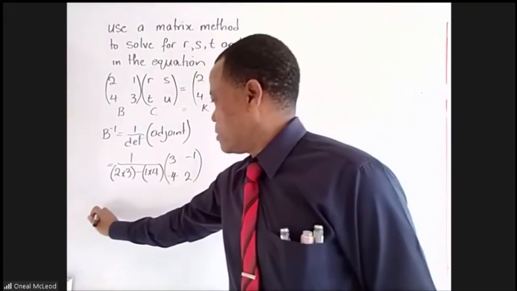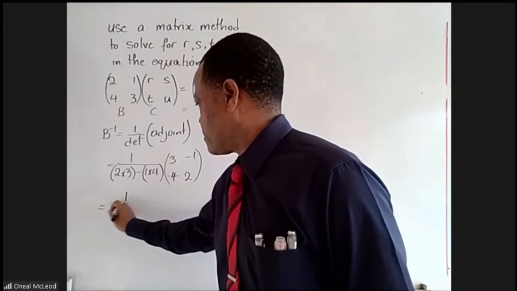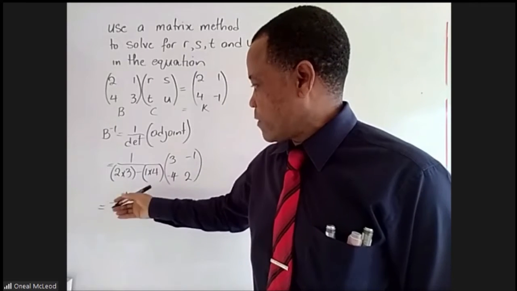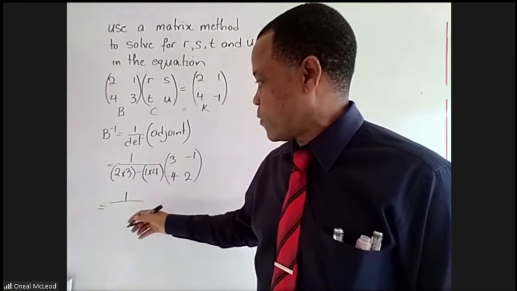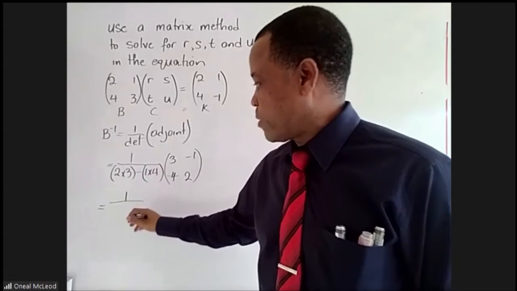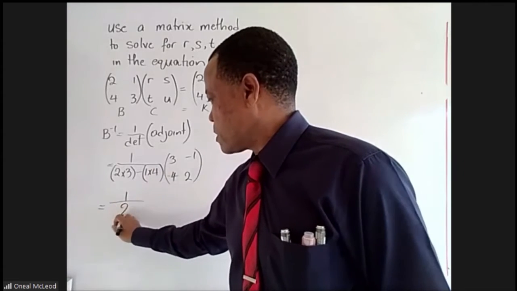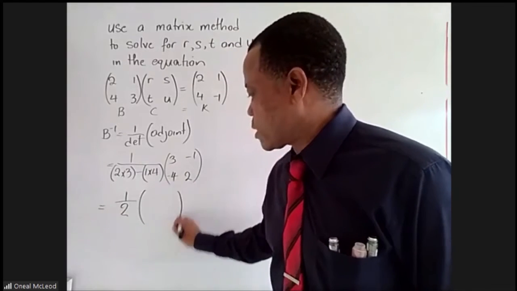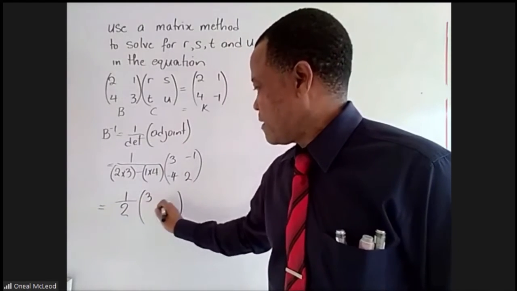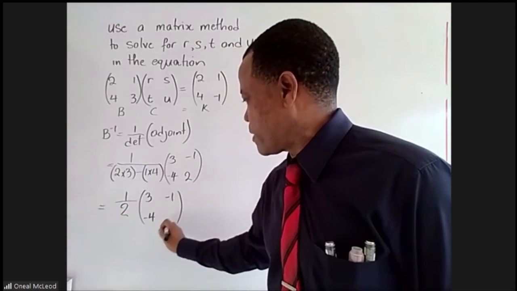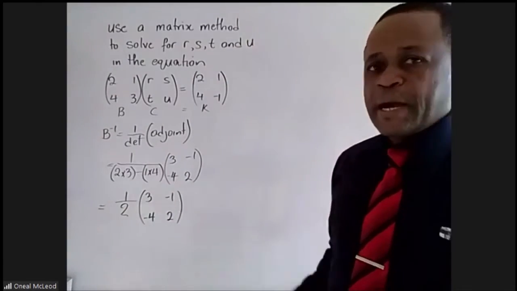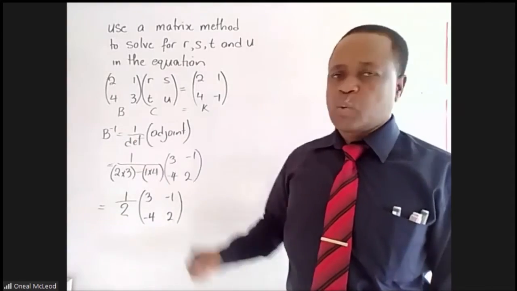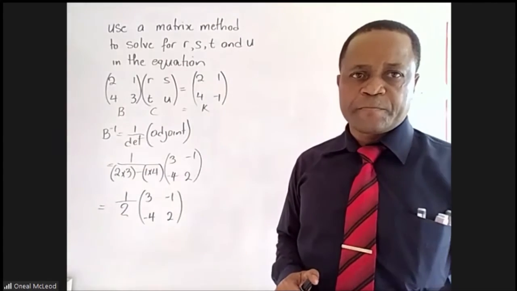So let's work that out now. We end up with 1. Now 2 times 3 will give us 6. 1 times 4 will give us 4. So 6 minus 4 will give us 2. So we end up with 1/2 of our adjoint matrix, which is 3, -1, -4, and 2. There we have it. That's now our inverse of that 2 by 2 matrix that we have there.